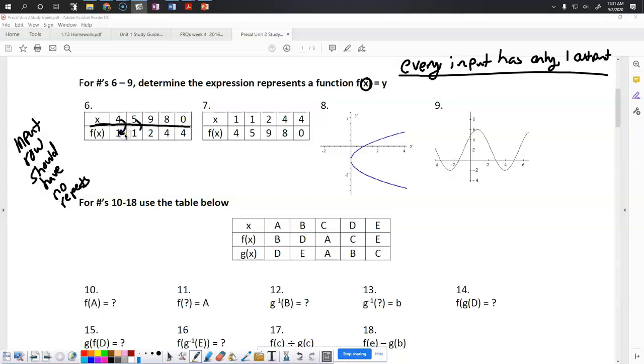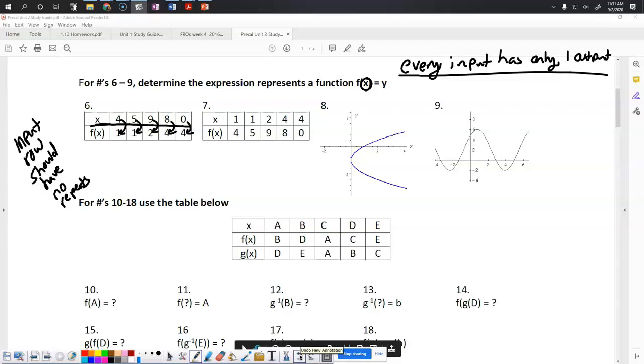4 goes with 1, 5 goes with 1, 9 goes with 2, 8 goes with 4, and 0 goes with 4, and we're good to go. So every input has only one output. And yes, I understand that some of them have the same output, but it doesn't matter that they have the same output. It matters that each input has one output.